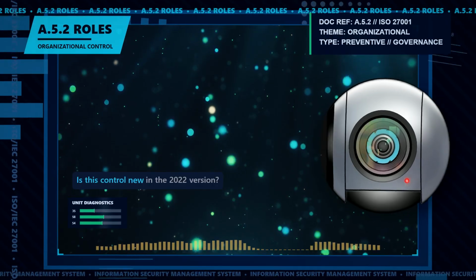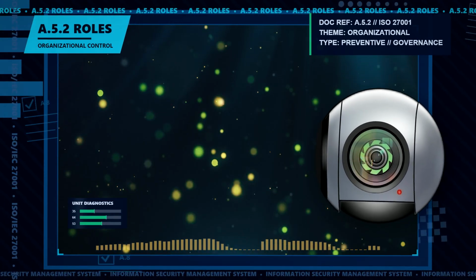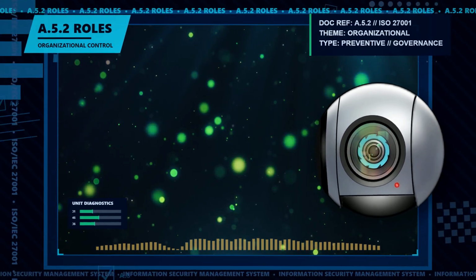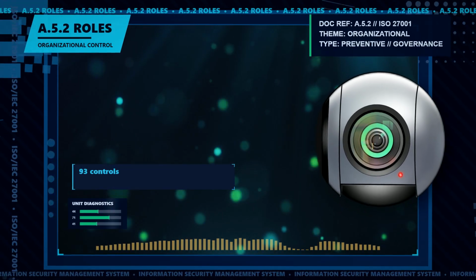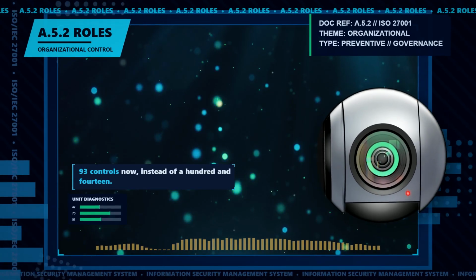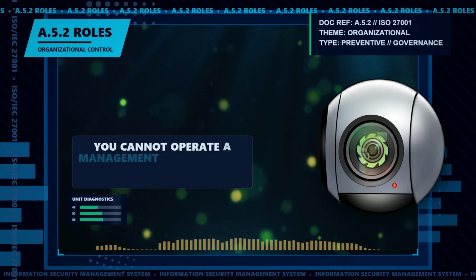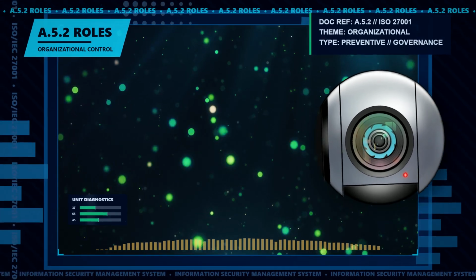Is this control new in the 2022 version? No, it isn't. It's an old friend, carried across from the 2013 structure and renumbered when the whole thing got reorganized into 4 themes. 93 controls now instead of 114. This one survived the reshuffle because it's foundational. You cannot operate a management system where the responsibilities are vibes.